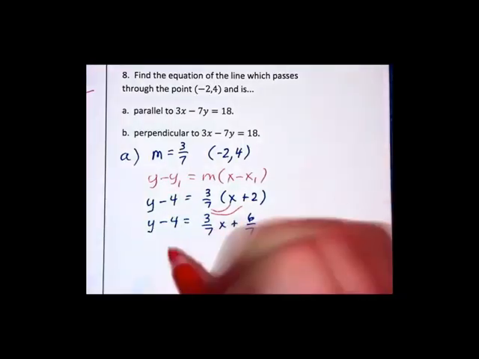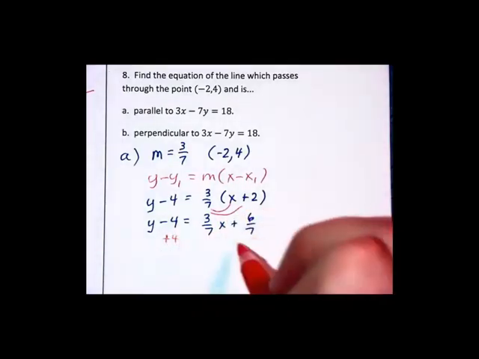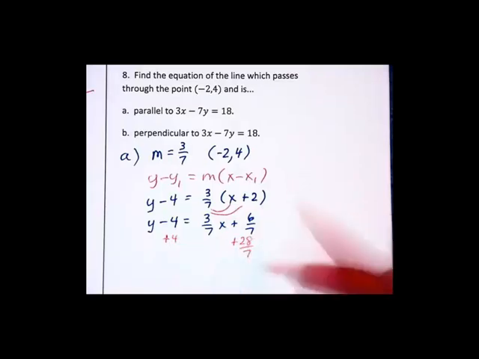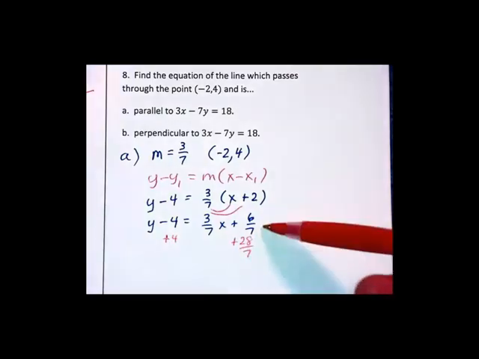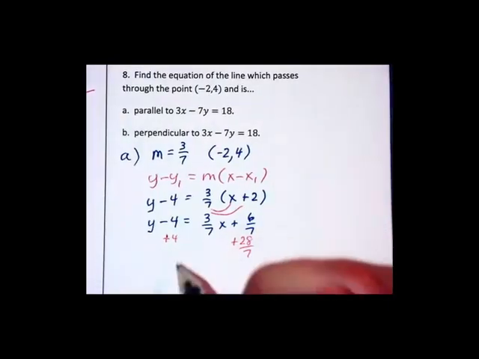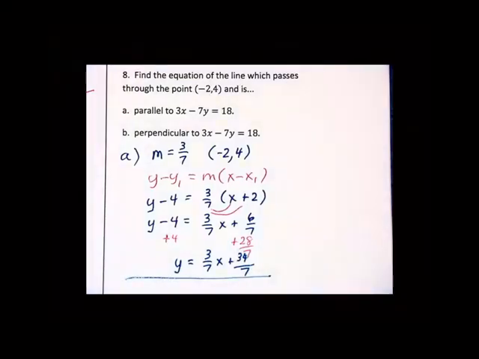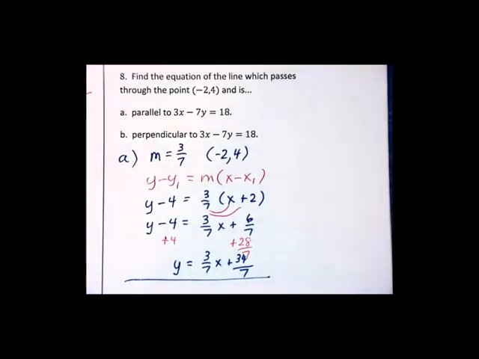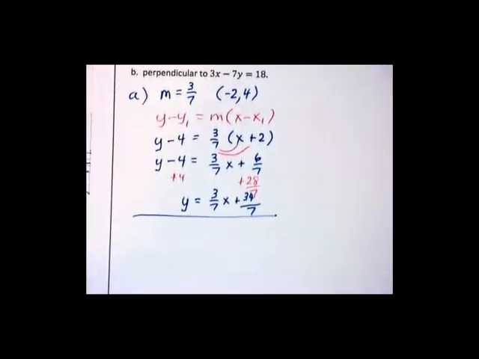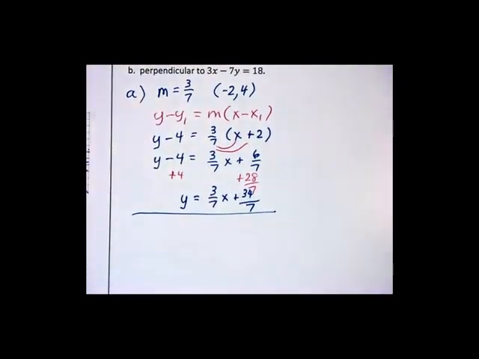We then want to add 4 to each side of the equation. On the right, I'm going to add this as 28/7 because I need a common denominator of 7 in order to combine these values. That's going to give us the final answer here of y equals 3/7 x plus 34/7. Now that's the answer to the parallel portion of this problem. Then it asks us for the same thing to be done all over again where we have a perpendicular line.